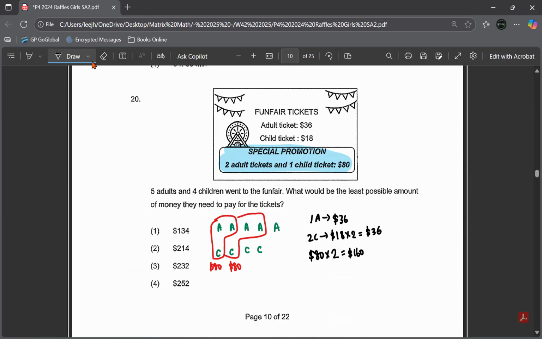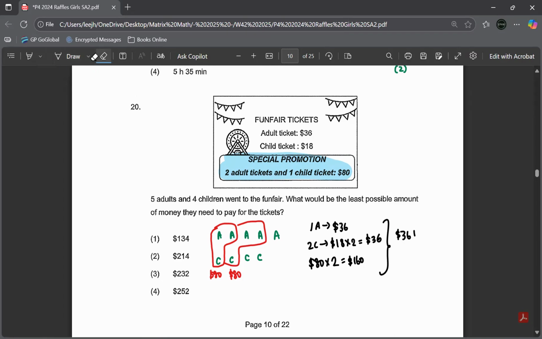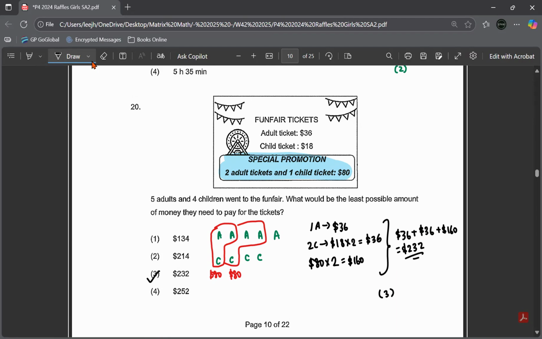160. So how much altogether? You have to take 36 plus 36 plus 160. Answer is $232. Option number 3. That's how you group. So sometimes you cannot see, you just draw it out. You will be able to see better. All right.